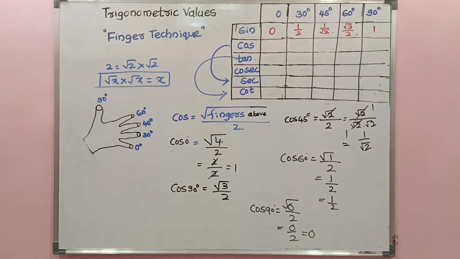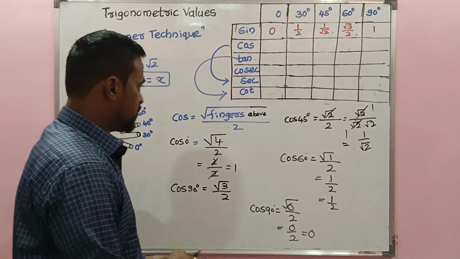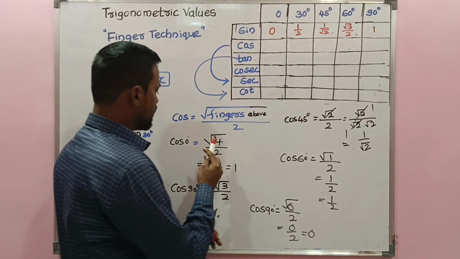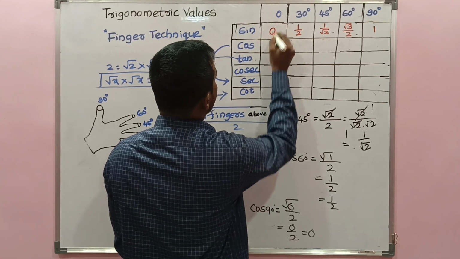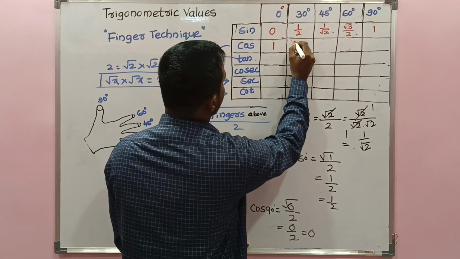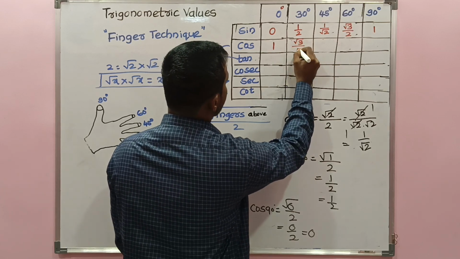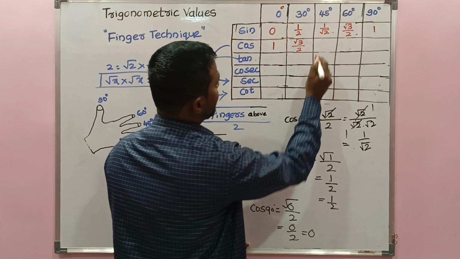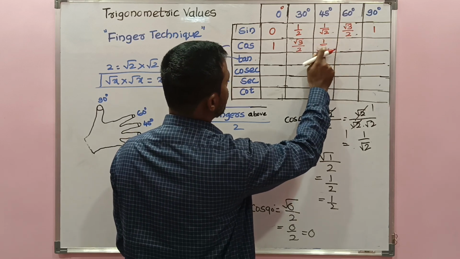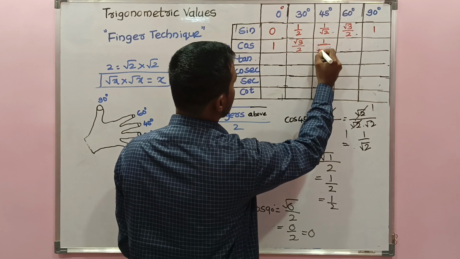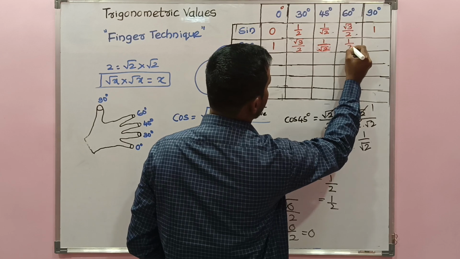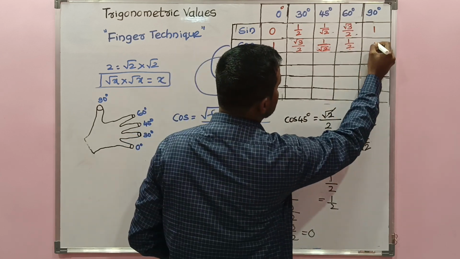Now let us feed these answers into the table. Here we get cos 0 degree value is 1. Cos 30 degree value is root 3 by 2. Cos 45 degree is 1 by root 2. Cos 60 is 1 by 2. And cos 90 is 0.